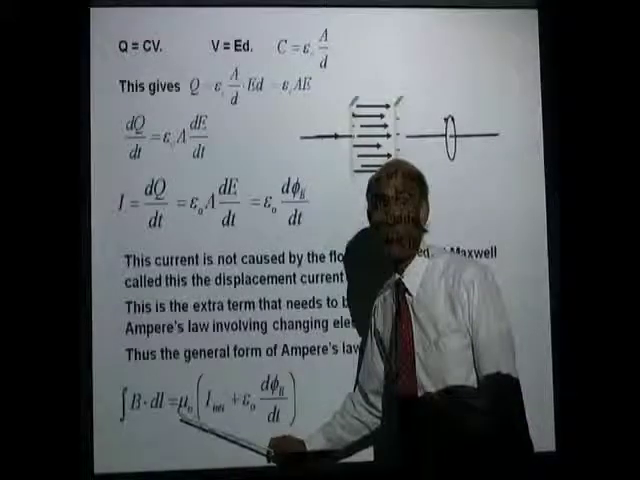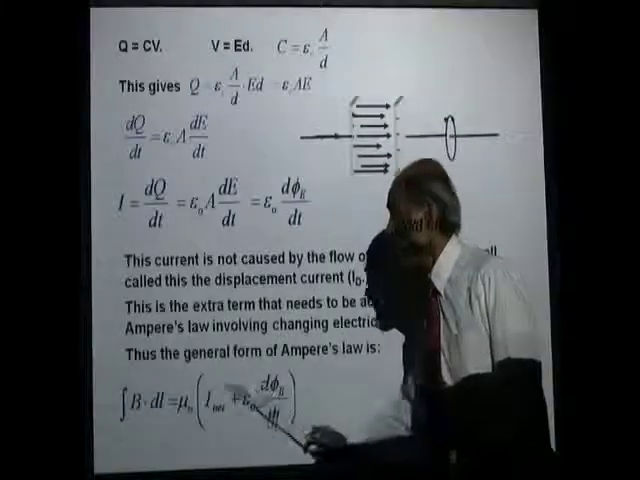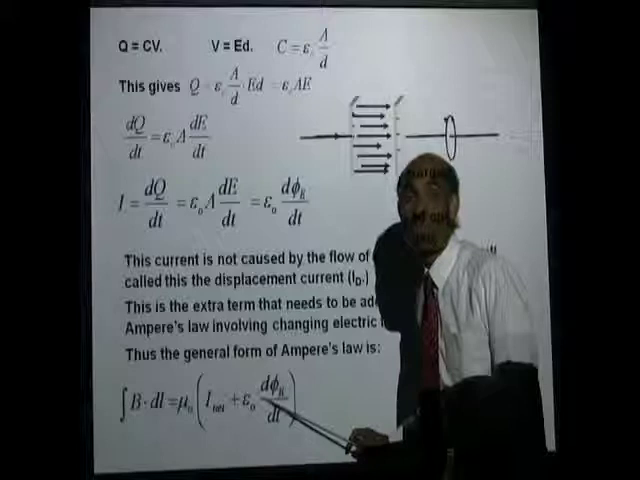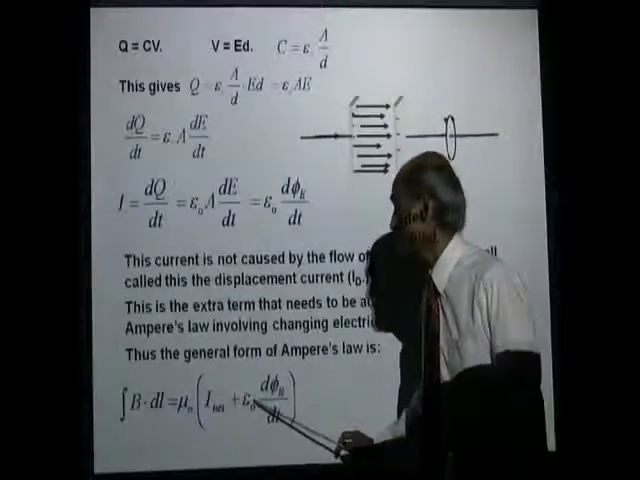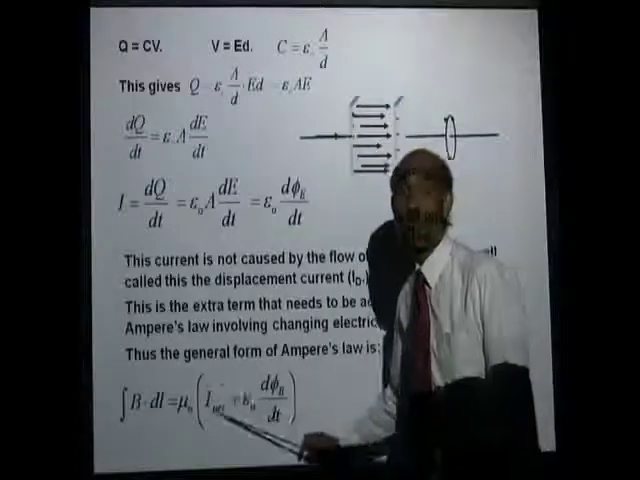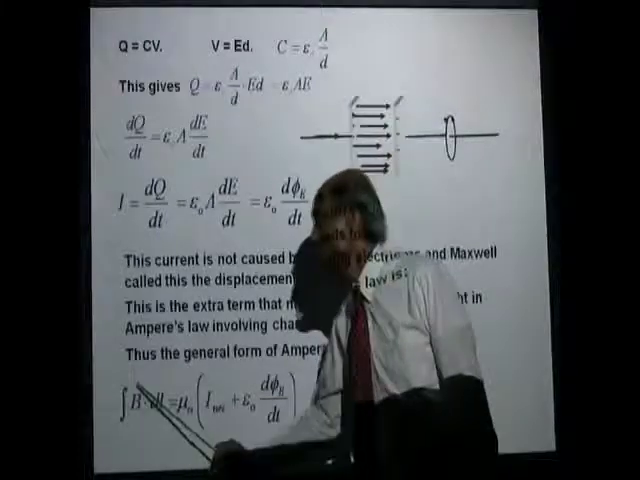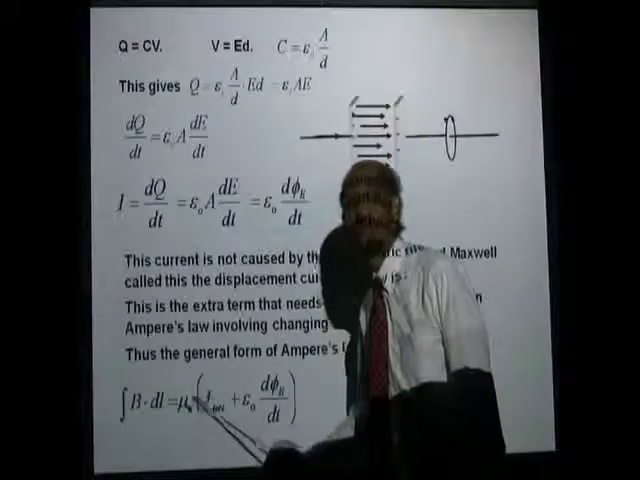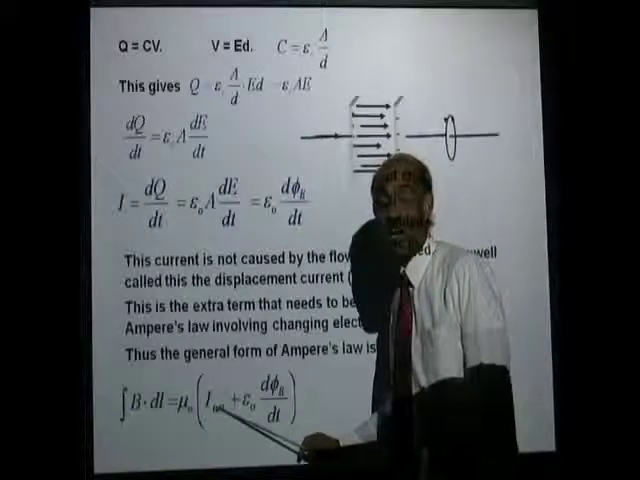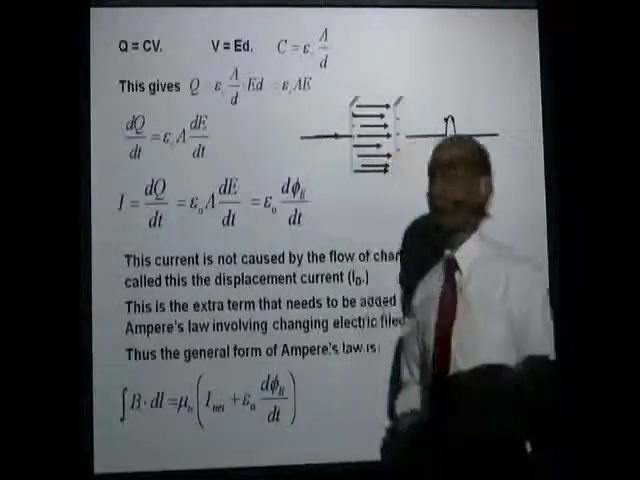Now, thus the general form of the Ampere's rule becomes line integral B dl is, in place of mu 0 times I net, that I net is now modified along with this net current is the displacement current. So I net plus epsilon naught d phi by dt is now the total current. So the Ampere's rule now becomes line integral B dl is mu 0 times the total current, which is the net current in the conductor plus the displacement current.